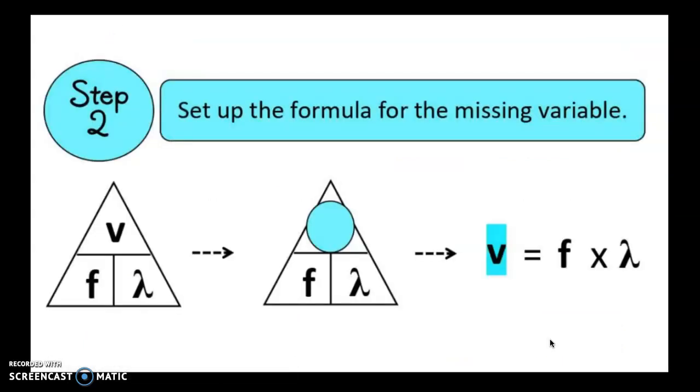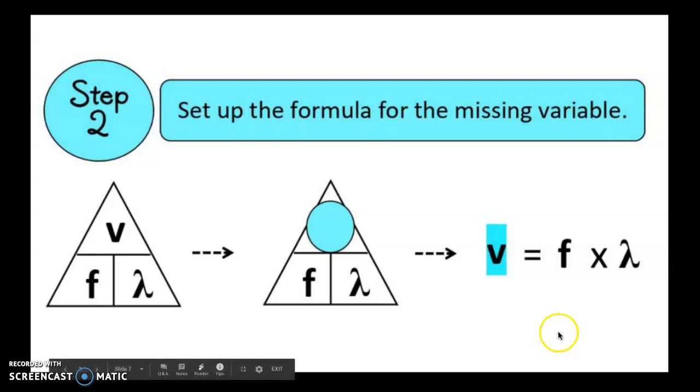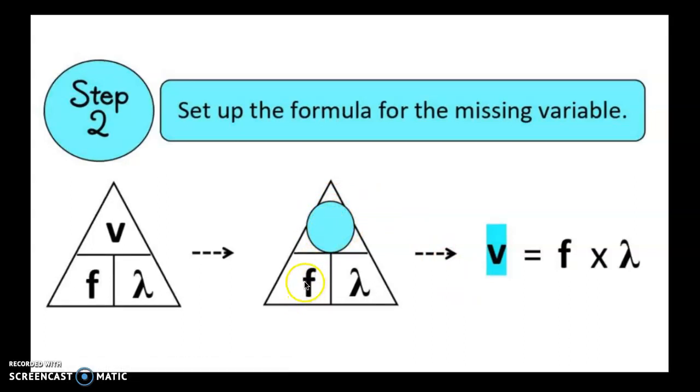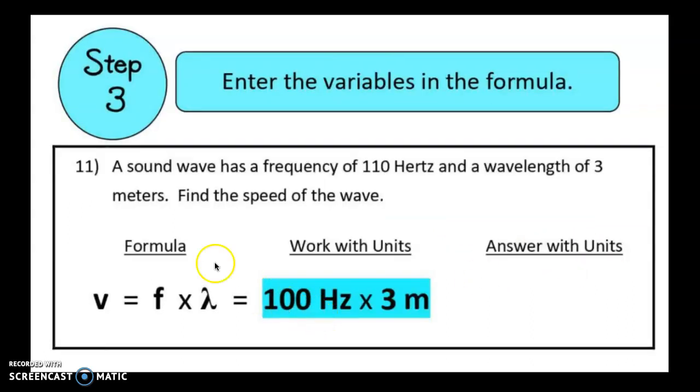And then the second step is the same thing as our first problem. We look at what's missing or what we're solving for. And in this case, we're solving for speed, which is v. So we cover up the v and we look at what's left. It's frequency times wavelength. So v equals f times lambda. All right, so here's my formula.